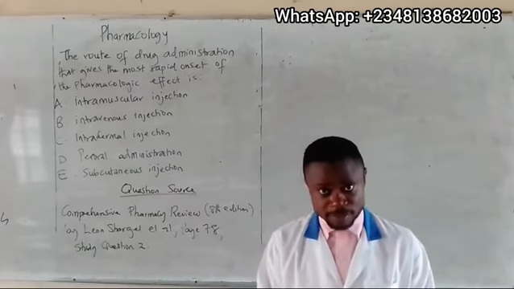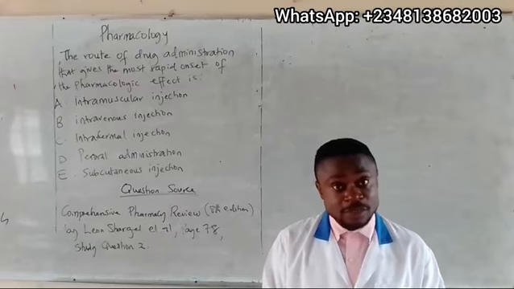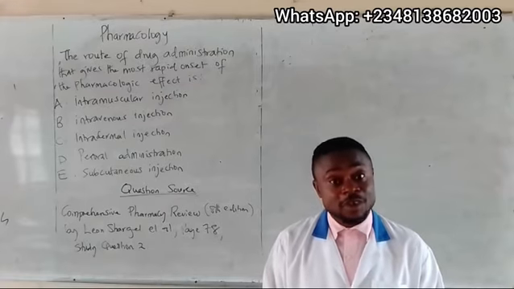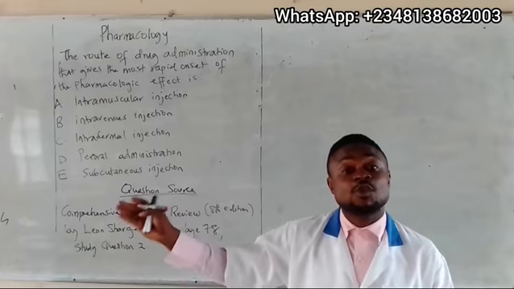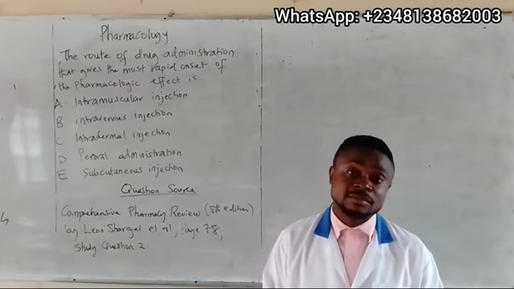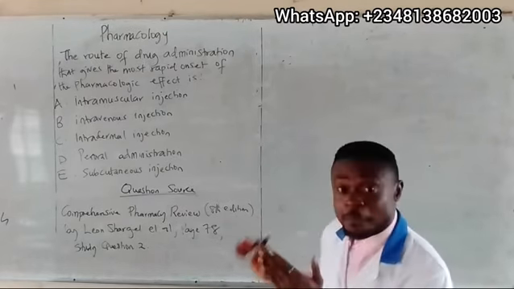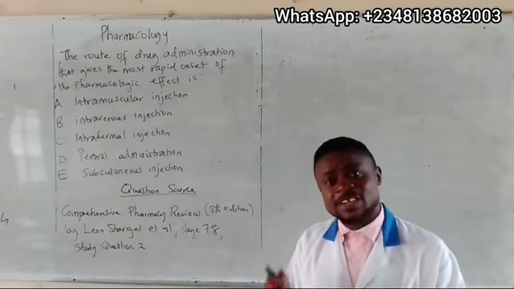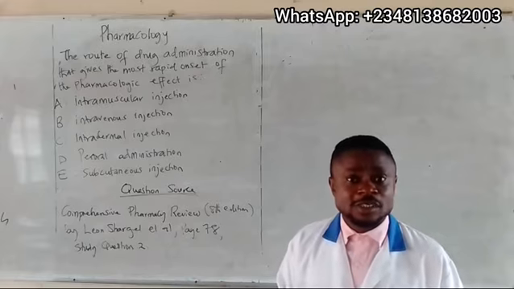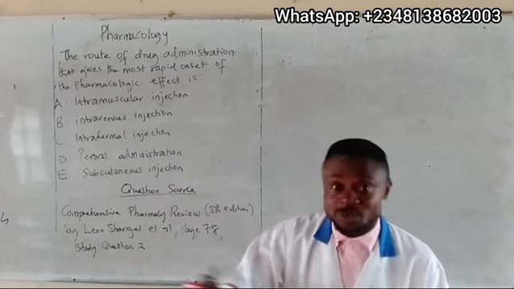Actually, for a drug to exert a pharmacologic effect, the drug must be absorbed into the systemic circulation, and it must get to the site of action. That means it must be bioavailable, and it must get to the site of action before it can exert its pharmacologic effect. And we want to compare the rates now. The rate at which this effect is felt depends on the rate at which the drug appears in the systemic circulation and the rate at which it gets to the site of action.